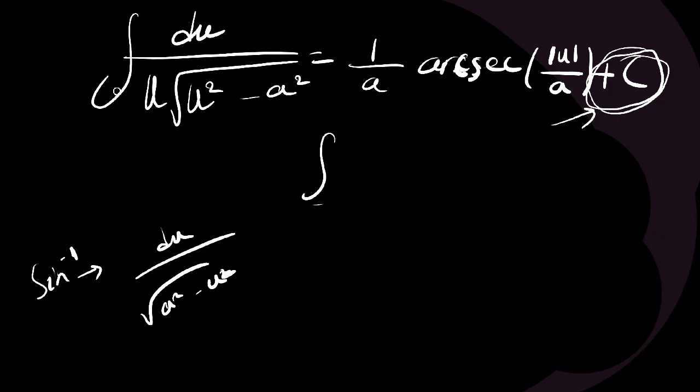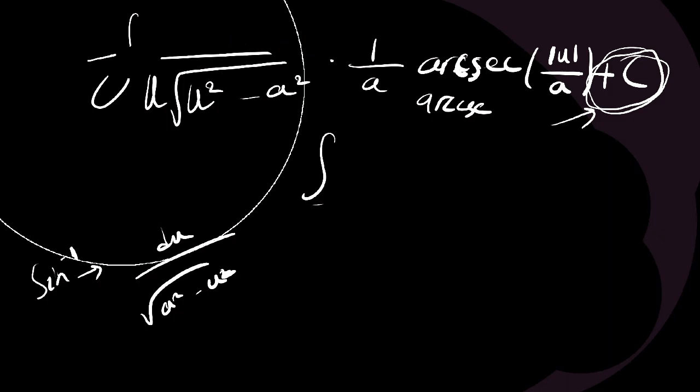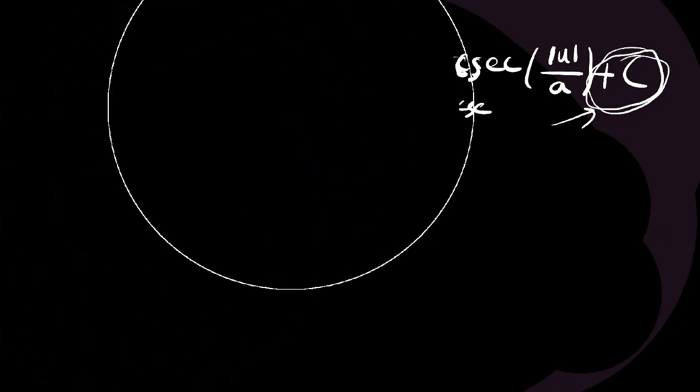So that is that. And then if you have a negative, it would just be arccosecant, same thing. So I think that about concludes this part. I think that about concludes the video, to be honest.